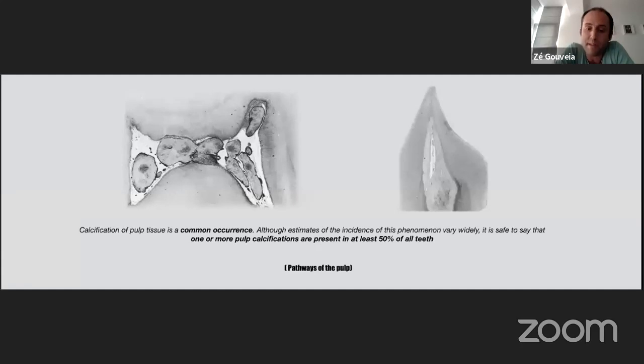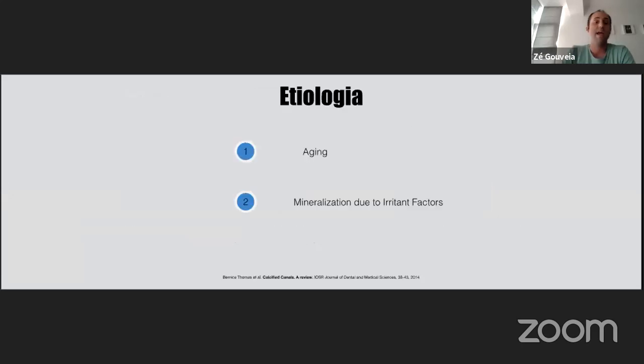Today we know that pulp calcification is a common occurrence. Although estimates of the incidence of this phenomenon vary widely, it is safe to say that one or more pulp calcifications are present in at least 50% of all teeth. And this high prevalence is mainly due to its etiology, which can be physiologic, by natural aging, or due to a response to aggressions along all our life.